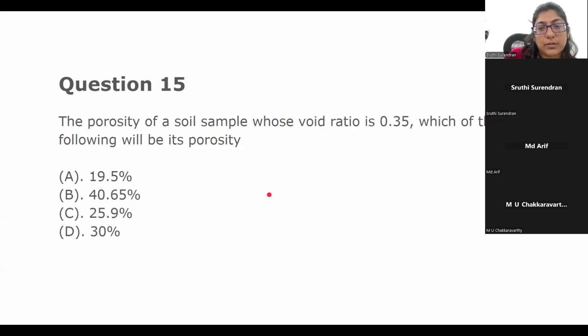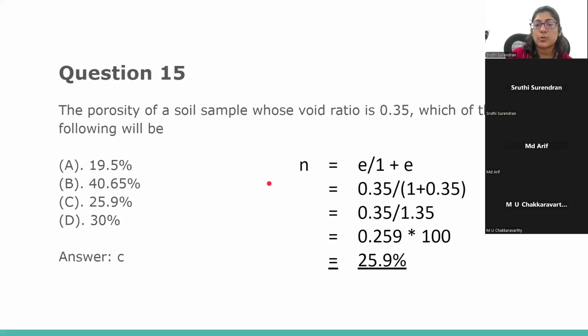Okay, moving on to the discussion of the answer. We know N is equal to E by 1 plus E. So direct substitution, 0.35 by 1.35, which is equal to 0.259. And when you convert it to percentage, it will be 25.9 percent, which is option C. So this is how you do such problems.